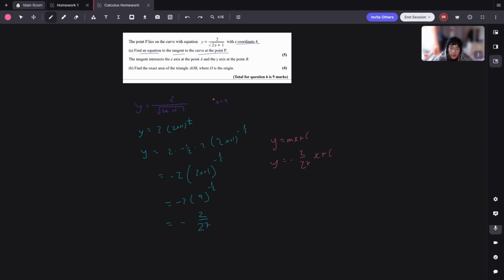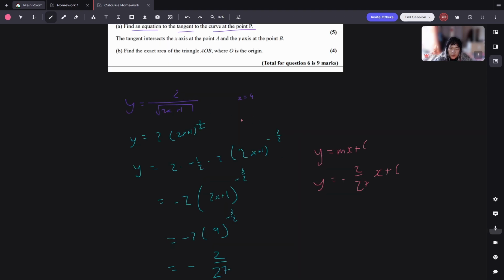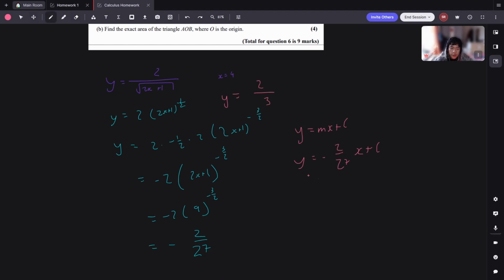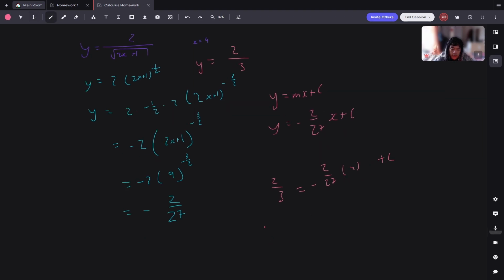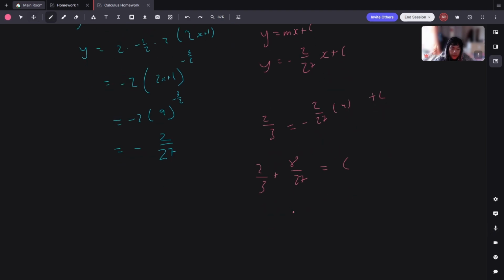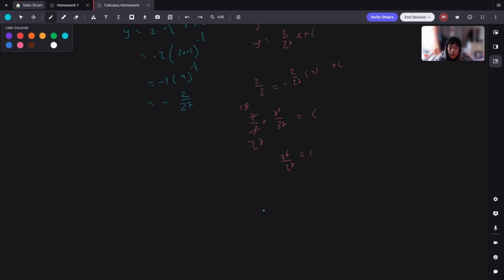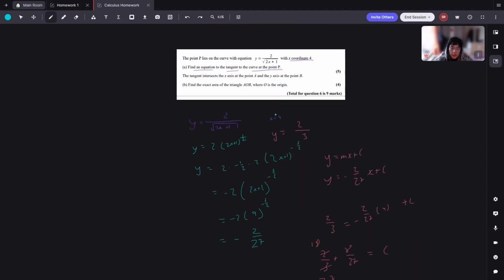So what's the c value? We're going to have to find the y value for it. So let's put this back into here. So y equals 2 over root 9, which is going to be 2 over 3. So 2 over 3 equals minus 2 over 27 multiplied by 4, plus c. So then this becomes 2 over 3 plus 8 over 27 equals c. So then that is 27, and that is 9, 18. So 26 over 27 equals c. So the final equation is going to be y equals minus 2 over 27x plus 26 over 27. And that's the final answer.